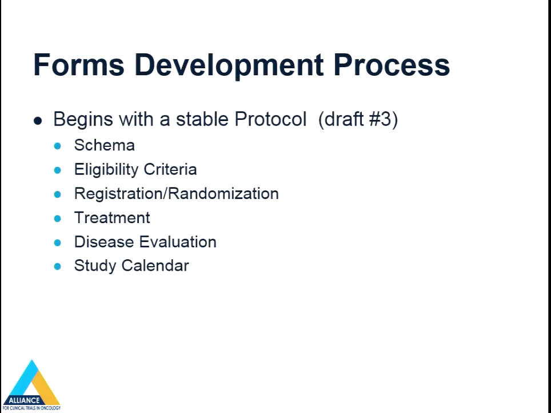So the whole forms process begins with a stable protocol. Typically that begins at draft 3, and in that stable protocol we're looking for the schema, the eligibility criteria, the registration and randomization section, the treatment section, the disease evaluation, and the study calendar to be pretty stable. From there, we're going to draft our first set of case report forms.